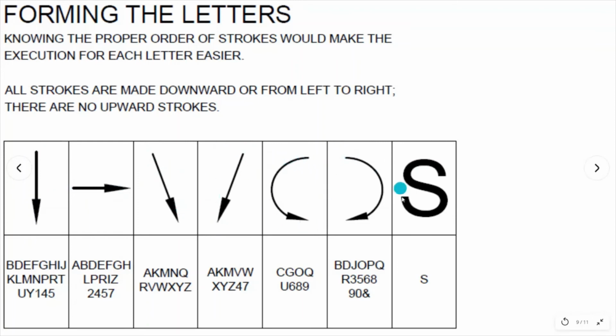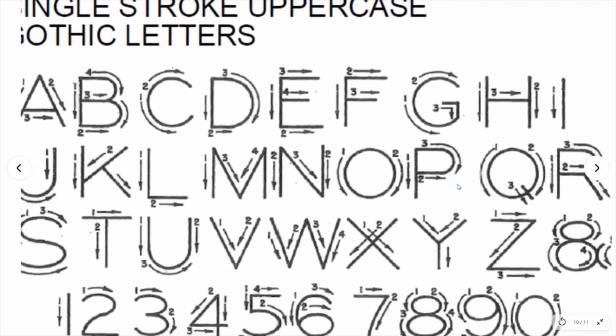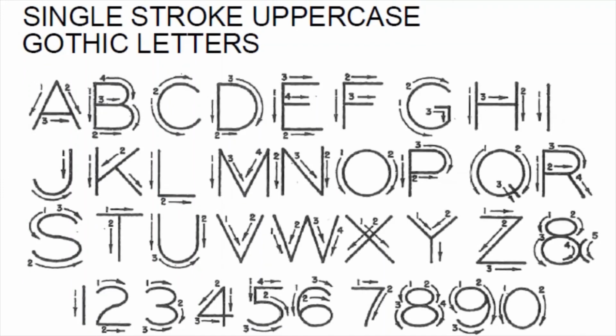Top to bottom, even when you do the curves or arcs. You can see for the 7 strokes there are corresponding letters that involve those strokes. As you can see, the S stands alone because it is made with just one stroke, straight through. That makes the letter S unique. Okay, so these are the proper strokes for our Gothic letters.